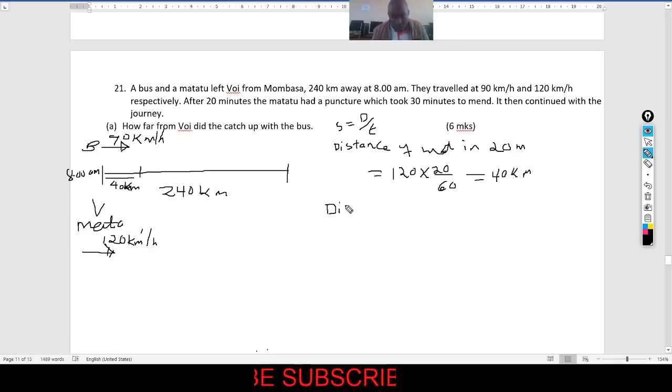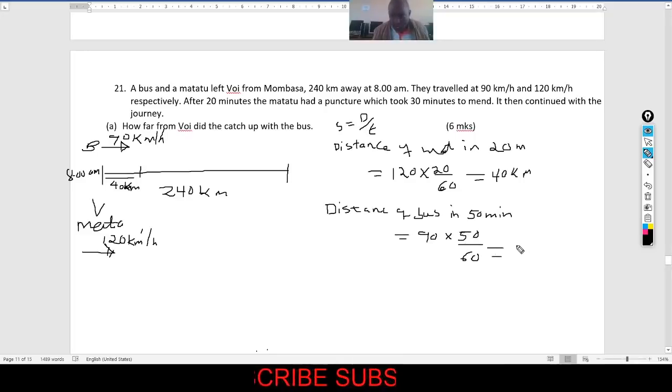So distance of bus in 50 minutes, because it shall have gone 50 minutes before the matatu starts again. So in 50 minutes, it's the speed of the bus, 90 times 50 over 60. So it had gone 75 kilometers.